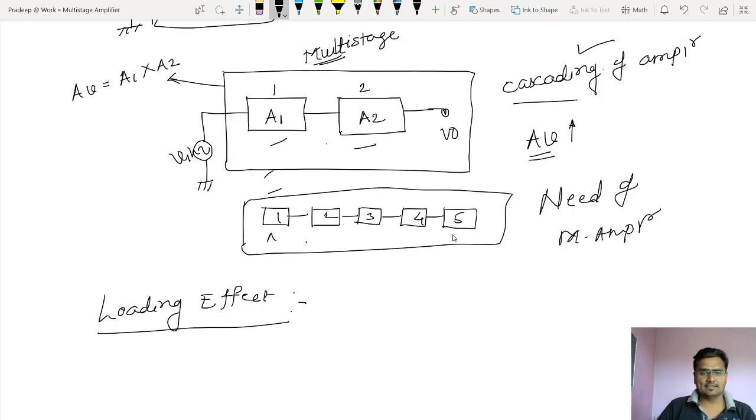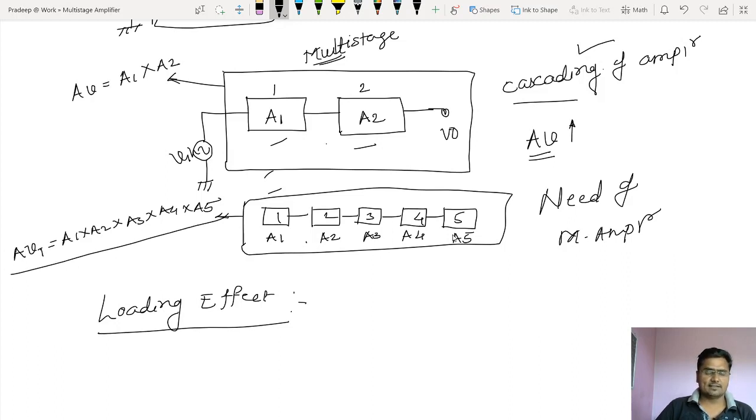If I'm saying A1 is the gain of this amplifier, A2 is the gain of this amplifier, A3 is the gain of this, A4 this, and A5 is this, then the total gain provided by this complete multi-stage amplifier will be A1 multiplied by A2 multiplied by A3 multiplied by A4 multiplied by A5, and that is the total gain. If I call it the total voltage gain, AVT or AV, then this is the gain.